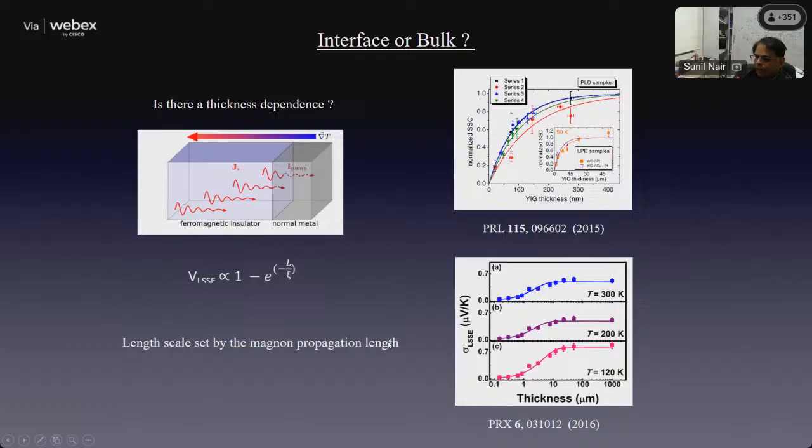So if the thickness of my magnetic unit is smaller than the magnon propagation length, then all my magnons are getting used up. It is essentially a bulk phenomenon. However, if the thickness of my magnetic unit is larger than the magnon propagation length, then the magnons from the real way back are not going to reach my interface because I have a much longer path to traverse. So in that sense, it is a bulk quantity, but with the boundary conditions being defined by the magnon propagation length.